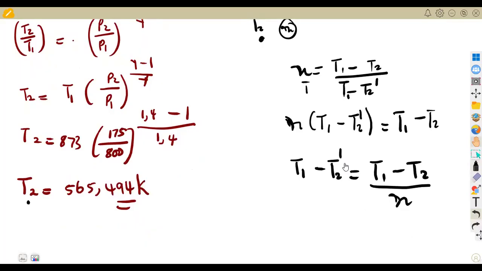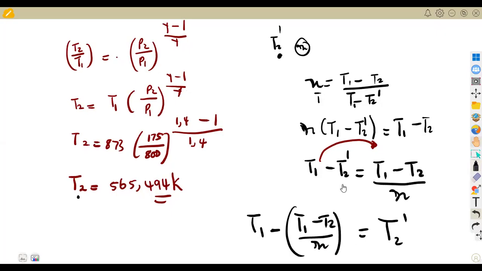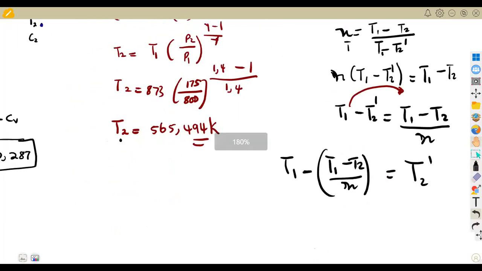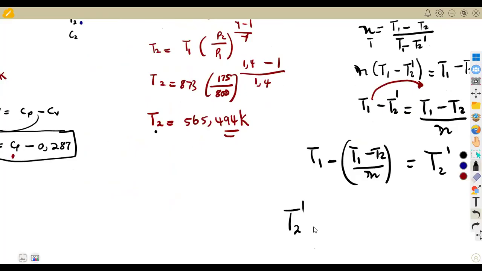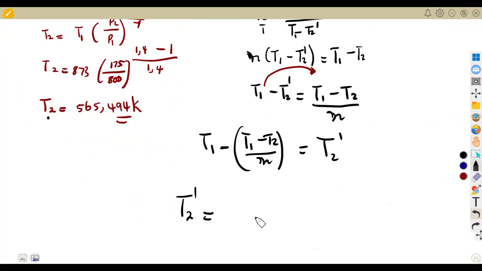So to find T2 bar, I'm going to transpose it to this side so that it becomes positive on that side. So T2 bar will be equal to T1, which remains this side, minus this fraction as it is, T1 minus T2 over the efficiency. This is a single term, like a single expression. So therefore, we can calculate this. T2 bar is equal to T1. We have T1 from our information, which is 873. So it's just like mathematics, change of subject. You see that power machines is all about the formula and how to manipulate the formula.